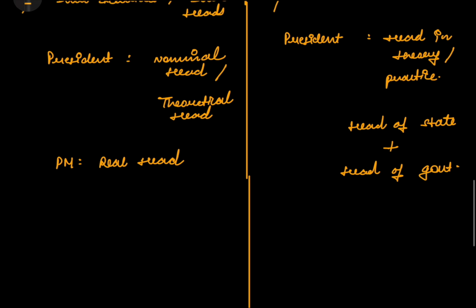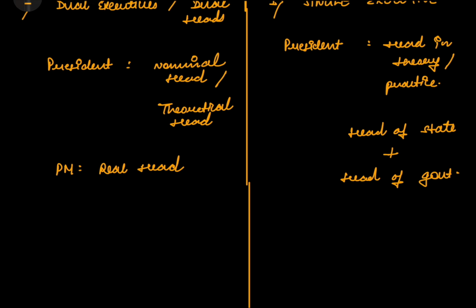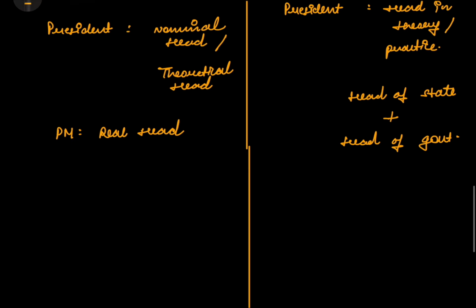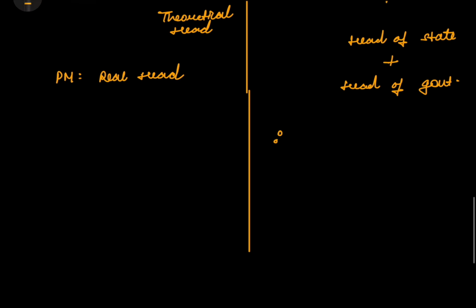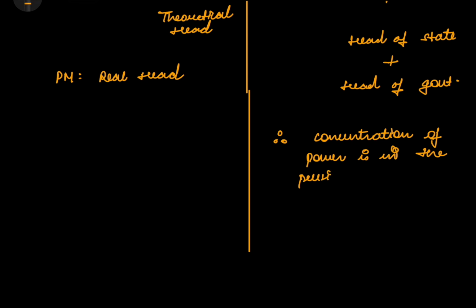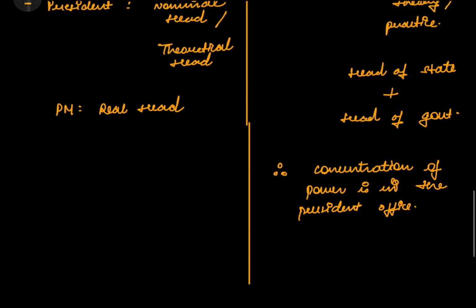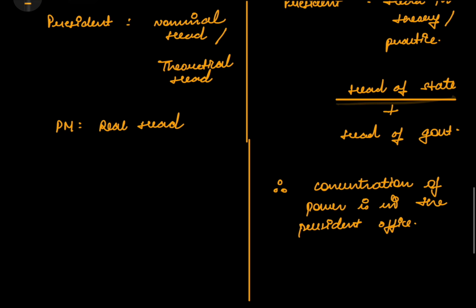So what can you draw from this, that the president is the head in theory and practice, or he is the head of the state plus the head of the government? What inference can you deduce from this statement? It means that concentration of power is in the president's office. So it's a very powerful office. He holds all the power. He is the head of the state. He is the head of the government.